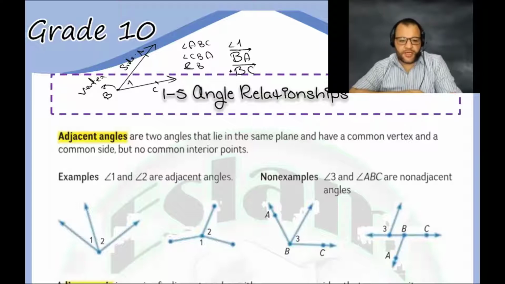That's all about that. So the first relation that we have is the adjacent angles. What is the meaning of adjacent angles? Two angles that have a common vertex and a common side.